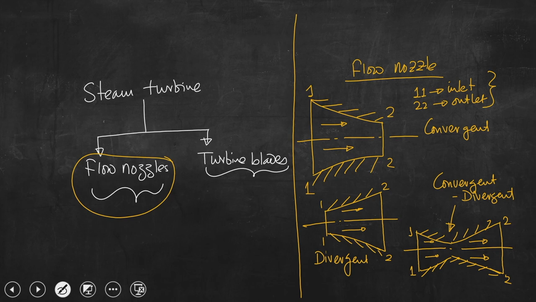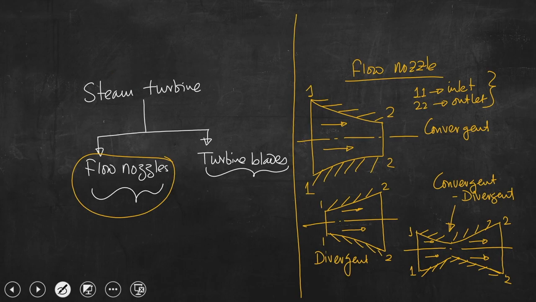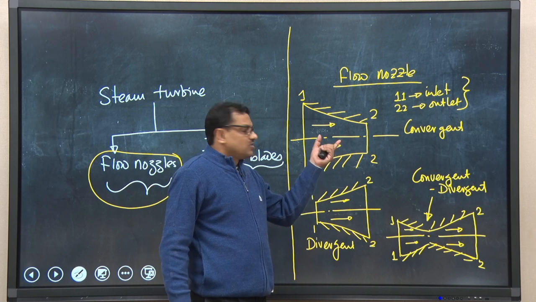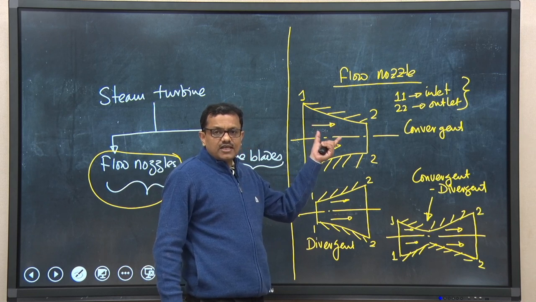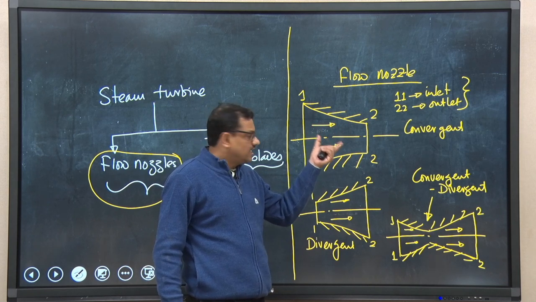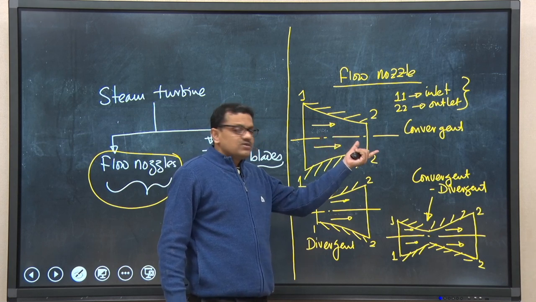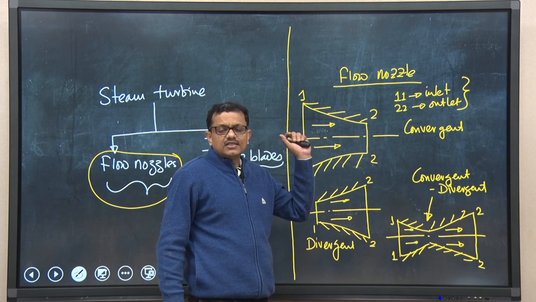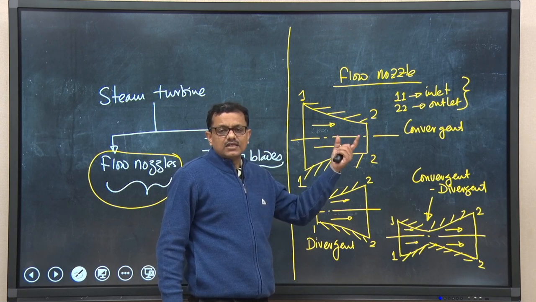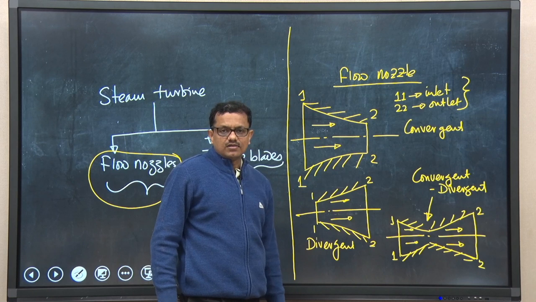Now let us consider the flow through a nozzle. I hope you have understood that the basic objective of studying the flow through a nozzle is to know the velocity which the steam will have at the exit, because that is an important parameter. And to get that velocity, what would be the area at the exit of the nozzle?